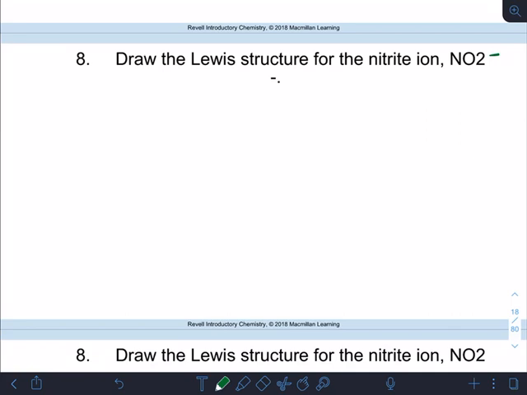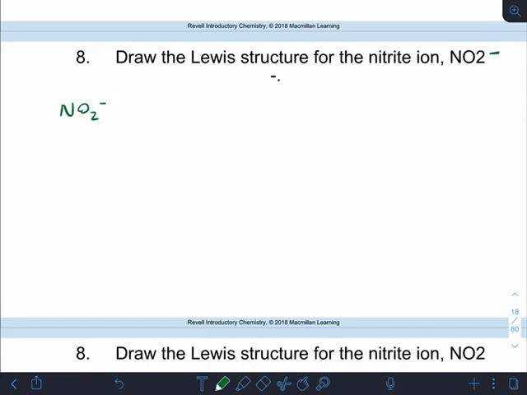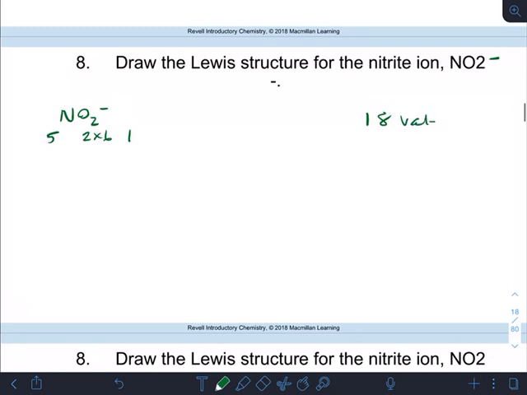All right, so let's take a look at another example. I'm going to give you some time to pause me and come back to it. So this should be the nitrite ion, so there should be a negative NO2 minus there. Okay, so for NO2 minus, let's look at our number of valence electrons. There's 5 valence for the nitrogen, 2 times 6 for the oxygens, and then 1 more for that negative sign. So that's 12, plus 1 is 13, plus another 5 means 18 valence.